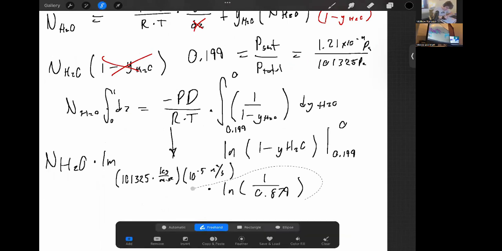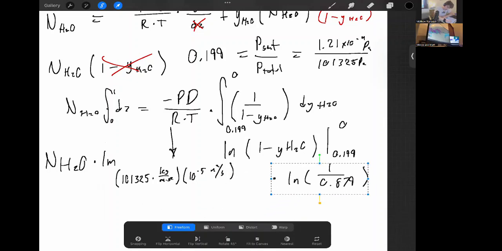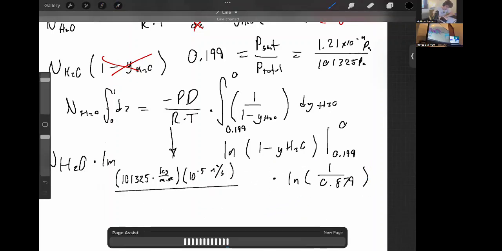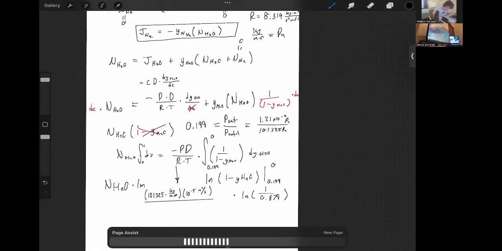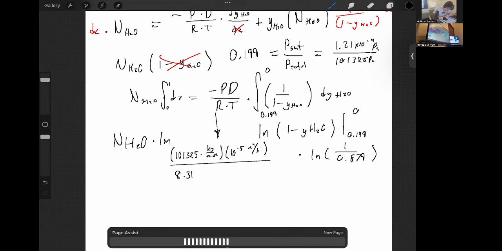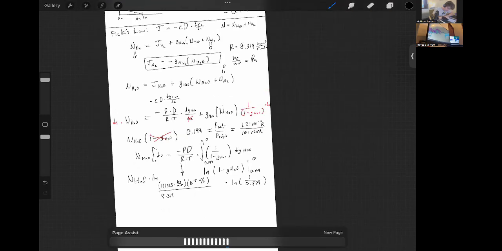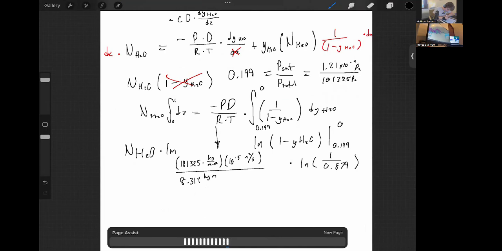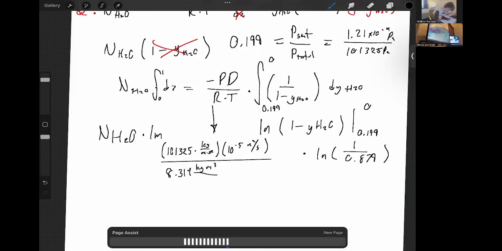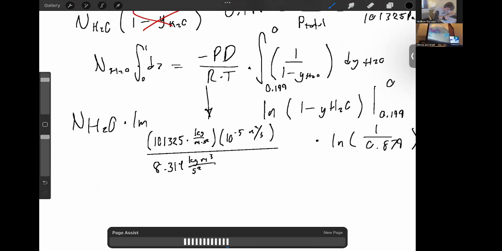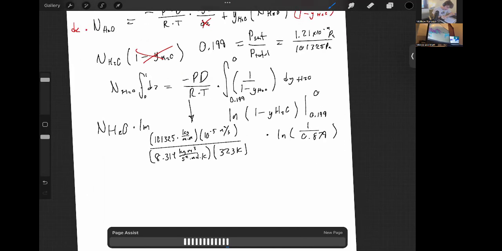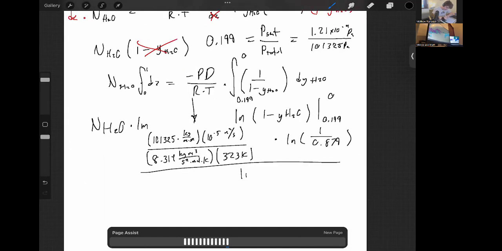Go ahead and set this natural log aside. And then this is going to be over the gas constant that I had put in for cancellation, which is going to be 8.314. This is kilograms, meters cubed, per second squared, multiplied by mole, multiplied by Kelvin. And then this is going to be multiplied by the temperature, which is 323 Kelvin. Okay, and then we can divide everything by 1 meter.